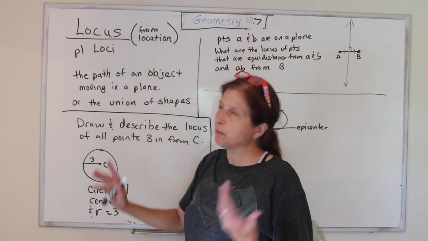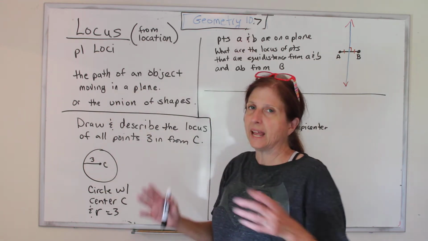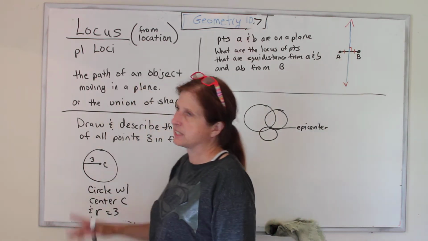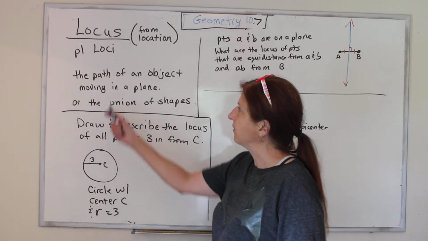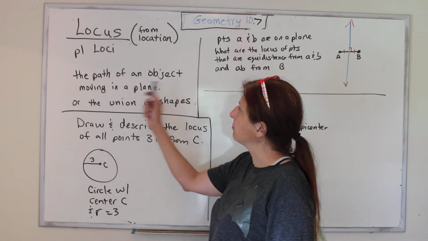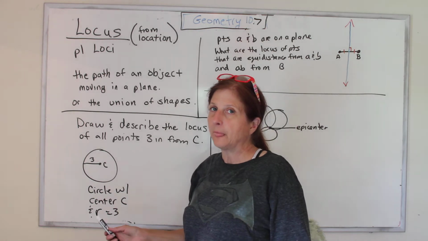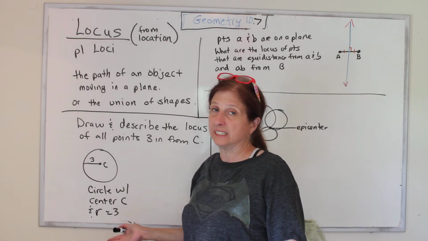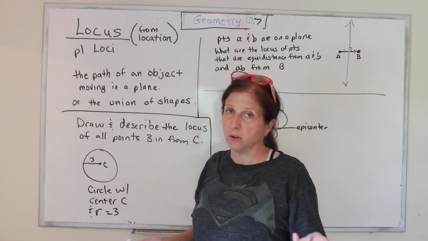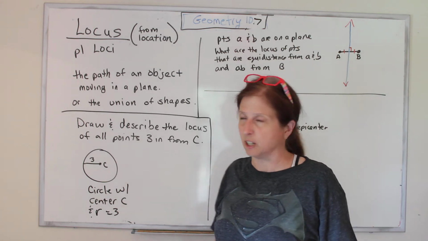So anyway, we're not talking about the plague of locusts eating everything, the little bugs. We're talking about a geometry idea that comes from location. And the math book says one way people have described this is it's the path of an object moving in a plane. Well, our stuff doesn't move, does it? It just sort of lays there once we draw it.